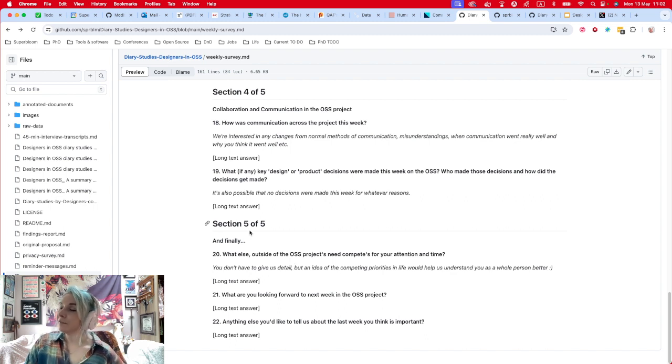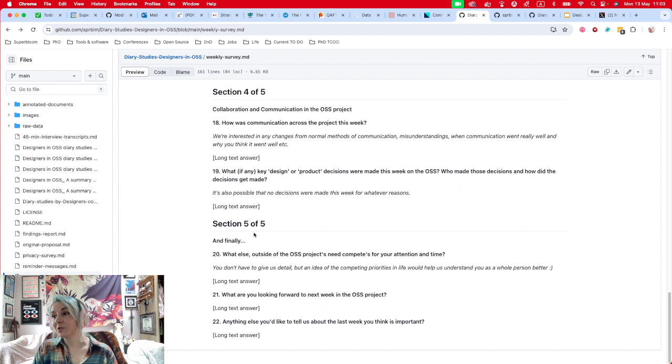Okay, we're on to section 5. What else outside of the open source software projects needs to compete for your attention and time? This is the statement that I was mentioning earlier on, which is we don't only exist as a human contributing to open source software. We have lives and other things to focus our attention and time on. So we were just asking, what are the things that are competing for your attention when you're doing open source software contributions or thinking about them?